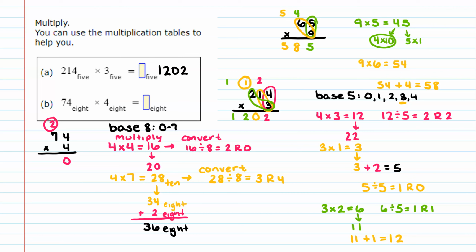Is 6 allowed? Yep. So the 6 goes down here, and technically the 3 would go up there, but there's nothing to multiply 4 by, so the 3 just comes down. So 74 times 4, both in base 8, makes 3 6 0 base 8.